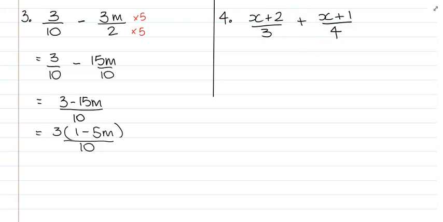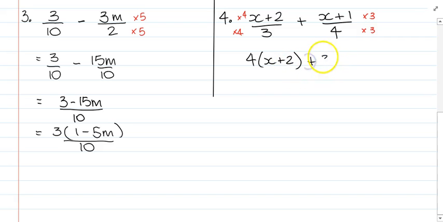What I'm going to do is multiply this one by 4 and the other side by 3, then solve. Okay, so I've got 4 outside of (x + 2) plus 3 outside of (x + 1) all over 12. Now it's just a matter of expanding and collecting like terms to simplify.